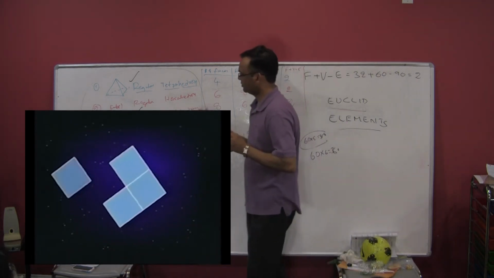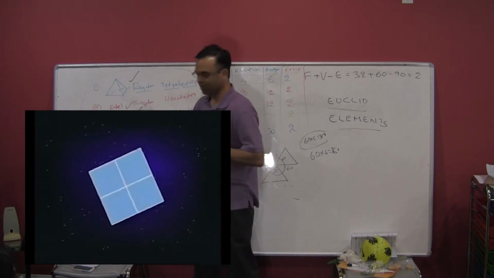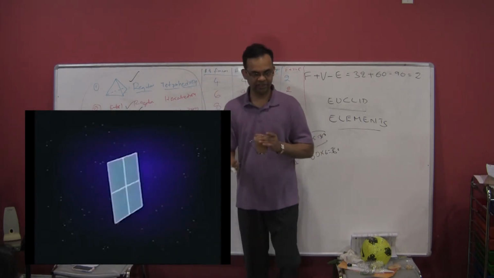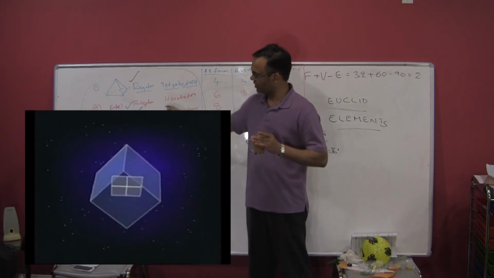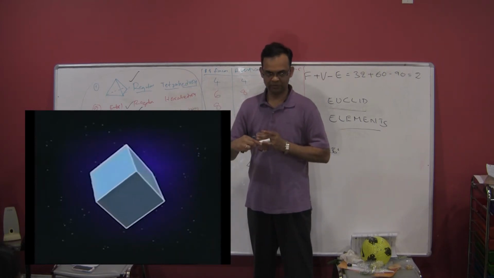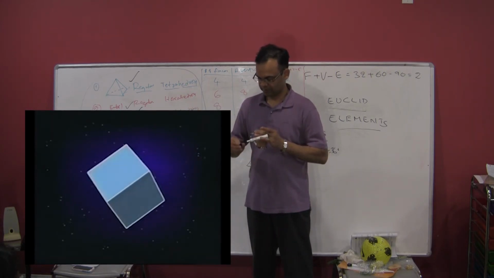4 squares meeting at a vertex lie flat. Right? Because when you add 4 squares, that's 360 degrees, you can't bend it anymore. So with squares, there's only just one shape possible. So the cube is the only Platonic solid with square faces.